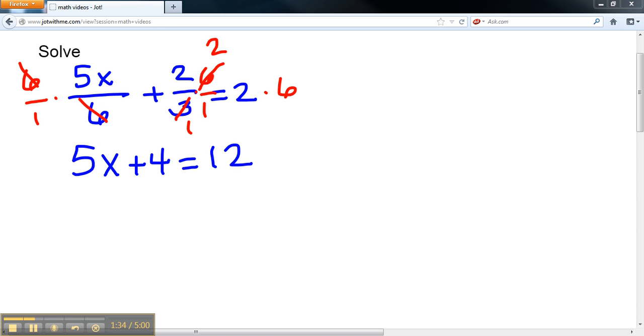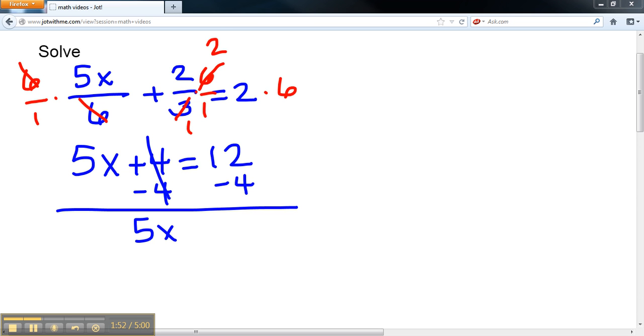Now I have a 4 over on the left-hand side with the x term, and I don't want it there. I want to move it over to the right-hand side. So to move it, I'll go ahead and subtract it. Since it was added, I'll do the inverse and subtract it. That leaves me with, those go away, and I have 5x equals 8. 12 minus 4 is 8.